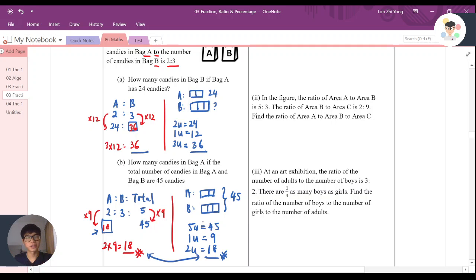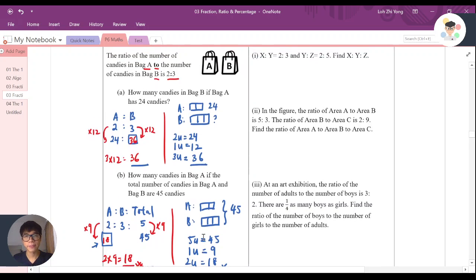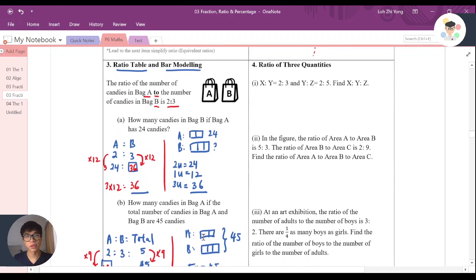Of course, this is the basic one. Now, let's move on to the fourth one, which is ratio of 3 quantities. This is actually a new thing, but it's a very simple thing. Here, the first one, x to y is equal to 2 to 3. y to z is equal to 2 to 5. Find x to y to z.